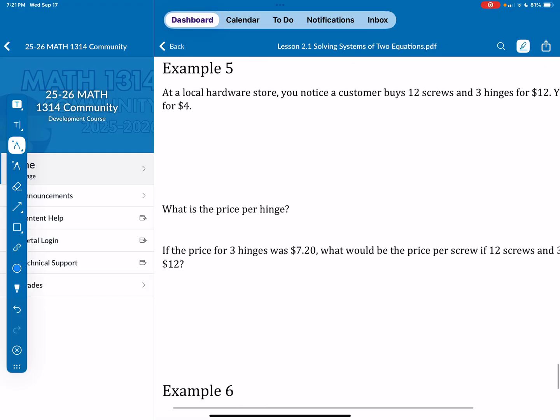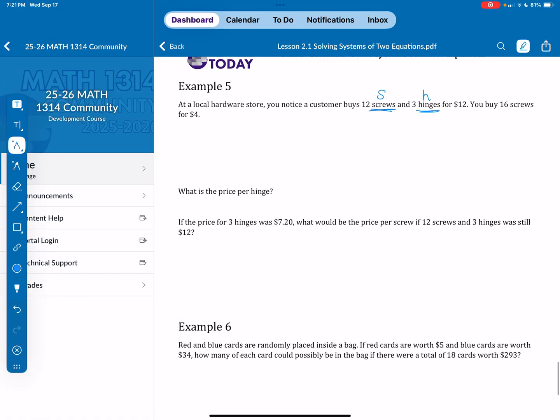So we do need to write equations here. So I'm going to make my variables pretty obvious. I'm going to use S for screws and H for hinges. Okay. So my first equation would be 12S plus 3H equals 12. And then my second equation, I have 16 screws. So 16S equals 4. Okay. So on this one, since I only have one variable in my second equation, I'm going to have to do substitution.